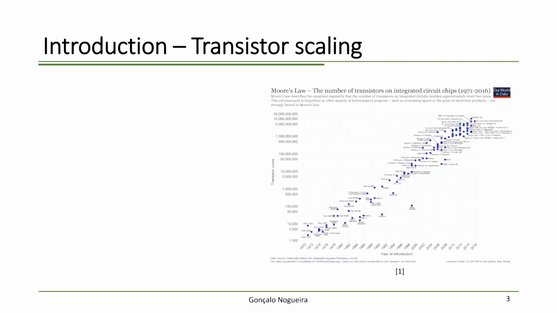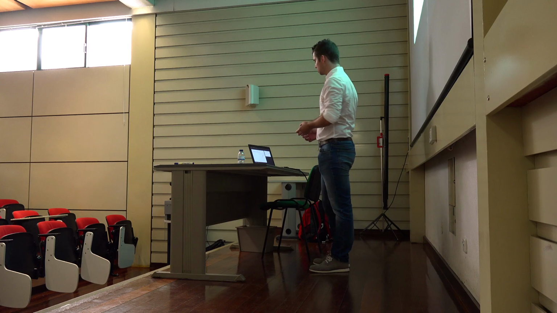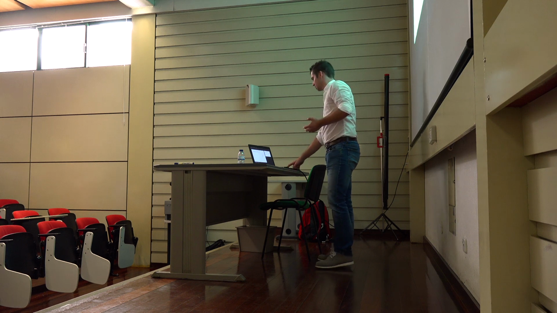So let's move on to transistors. Probably you all recognize this image over here. It's about Moore's law. Moore predicted many years ago that every 2 years the number of transistors in a chip would double. So where does this come from?